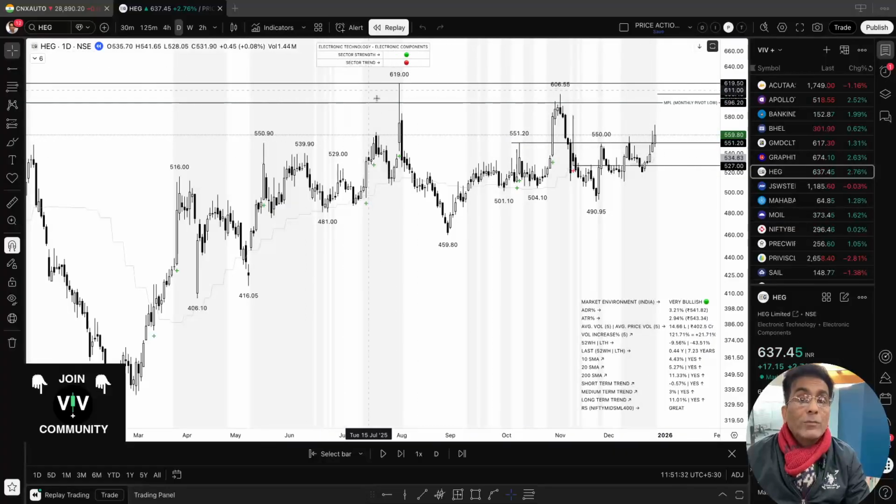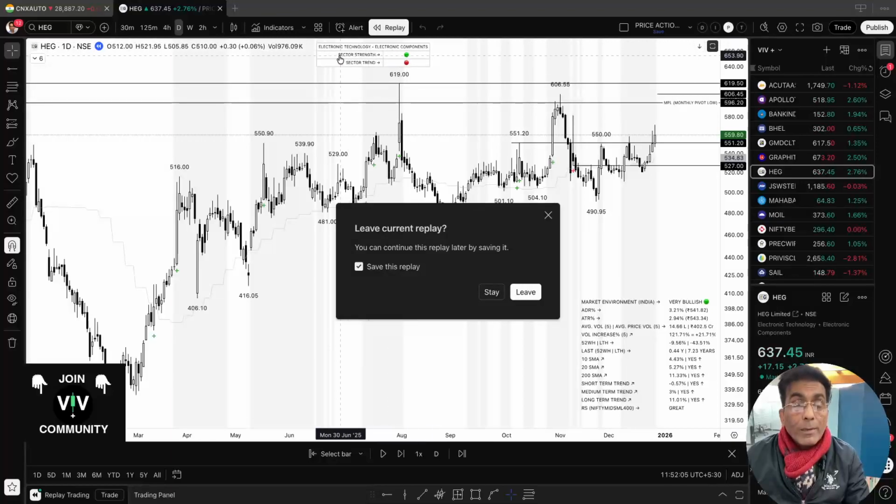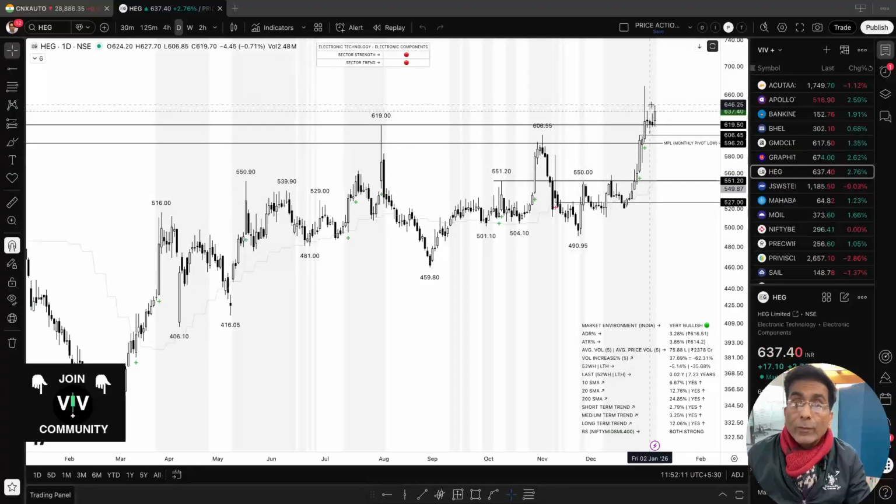Okay, so almost I bought HEG here. If you see, at that time there is no index like Nifty Auto. This comes under electronic technology, electronic components, so it has no index. But our system was saying, okay, sector trend is not that bullish yet, but the sector has strength. So if it is coming out of a base, our system is all on the yes. So this may be the leader of this particular sector. So I bought it, and after that it went up.